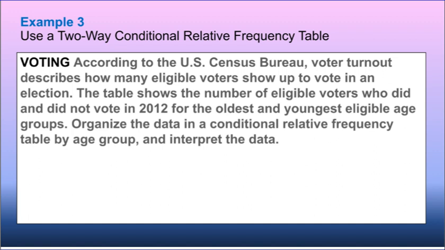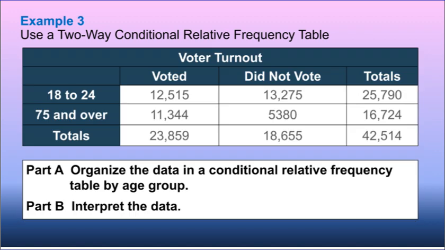Next, example 3. According to the U.S. Census Bureau, voter turnout describes how many eligible voters show up to vote in an election. The table shows the number of eligible voters who did and did not vote in 2012, the oldest and youngest eligible age groups. Organize the data in a conditional relative frequency table by age group and interpret the data. So here are the data that they provided for us. It's already in a two-way frequency table.